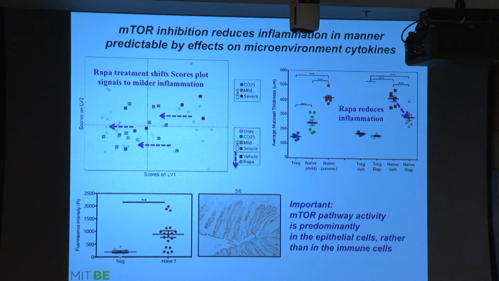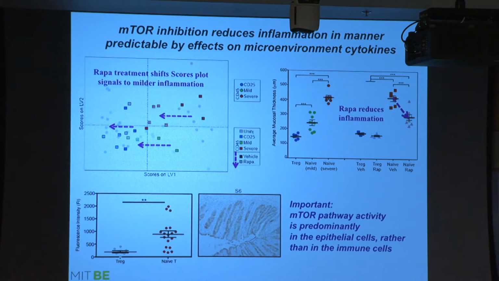And it predicts, from what is done to the cytokines and chemokines, that it should shift you to a milder inflammation from the more severe to the left. You measure the mucosal thickness, and that is what happens. So again, the model can predict, based on the measurements of what rapamycin does to the cytokine microenvironment.